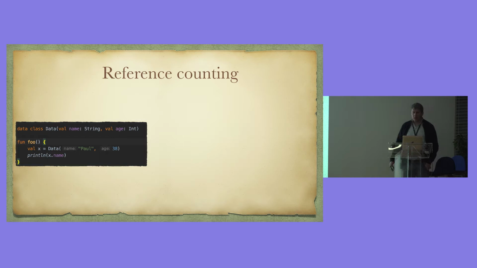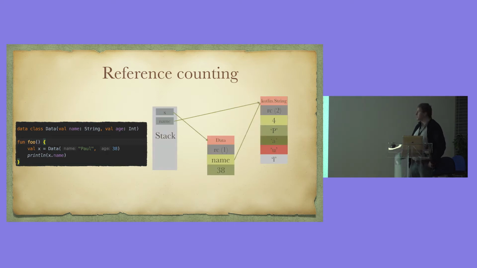So let's take a look at how it's implemented for a very simple Kotlin code snippet I have here. We have a data class which has two fields. One is a string reference, another is a primitive of type Int. And in a function, we just instantiate such a class and print out one of the fields. So, how does the situation look for the runtime?